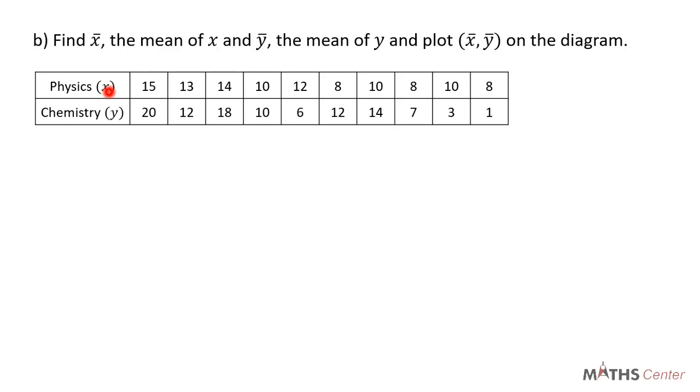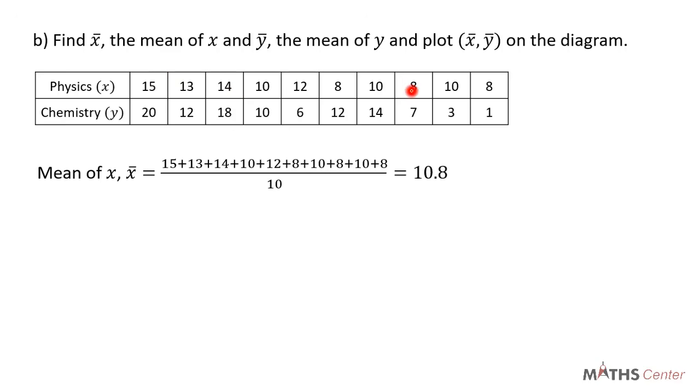We are going to find the mean of x. To get the mean of x, we will add all the x values and we divide it by their number. They are 10 in total. 1, 2, 3, 4, 5, 6, 7, 8, 9, 10. So to get the mean, we will add all the x values and we divide it by 10. So we have 15 plus 13 plus 14 plus 10 plus 12 plus 8 plus 10 plus 8 plus 10 plus 8 divided by 10. And this gives us 10.8.